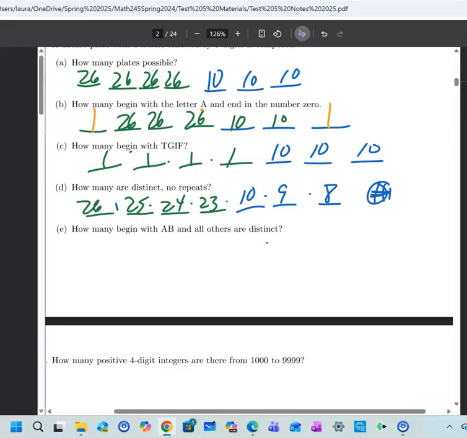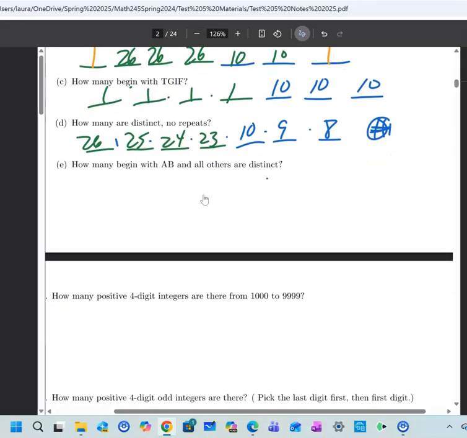And there can be more than one way. So how many begin with the letters AB? So AB, that's 1, 1. And all others are distinct. So if I can't use A and B, that leaves 24 and 23. And then here I have 3 digits, all others distinct. I'd have 10, 9, and 8.